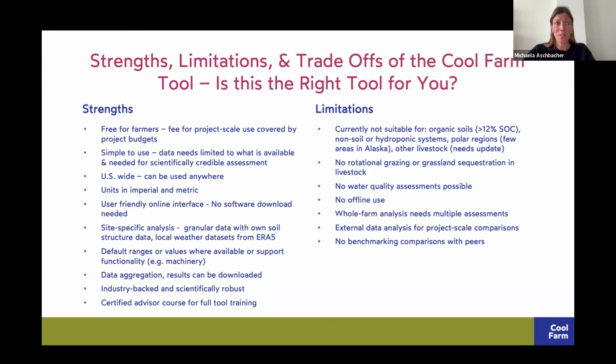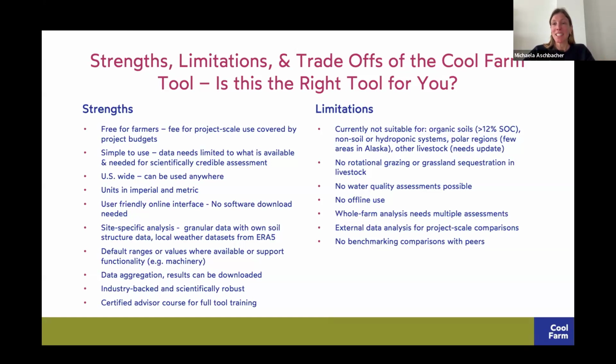Rotational grazing is also often, of course, a conservation practice. This is something we do not really monitor. So grazing is a part of livestock, but not rotational grazing and how that affects your soil carbon stocks. This is not included in the tool. The water quality assessment is not possible, so we really focus just on quantity. There is no offline use of the tool possible because it's an online tool.